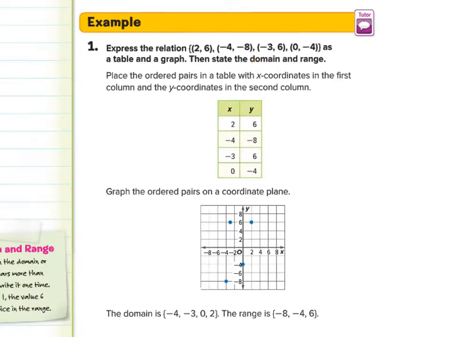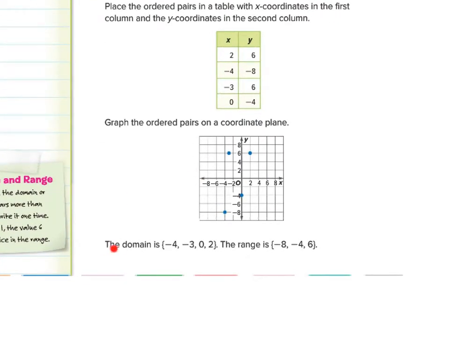2, -4, -3, 0, and 6, -8, 6, -4. You see that? And then graph the ordered pairs on a coordinate plane. We simply follow these sets of coordinates and we label them. Always run before you rise. So then we know that our domain is -4, -3, 0, and 2, as you can see here. And our range is -8, -4, and 6, right there. And you can see that they've been organized from least to greatest.